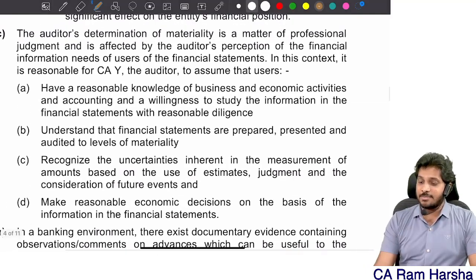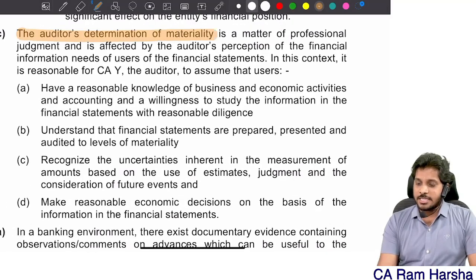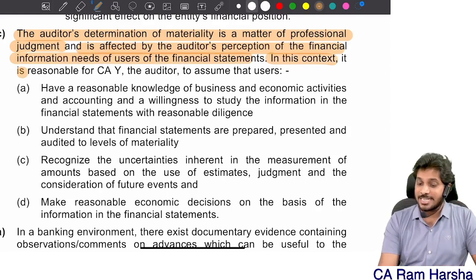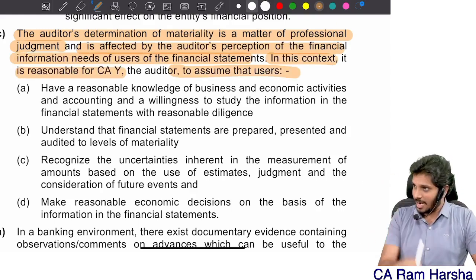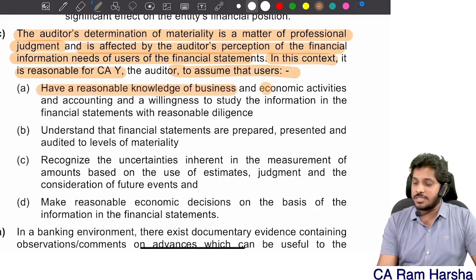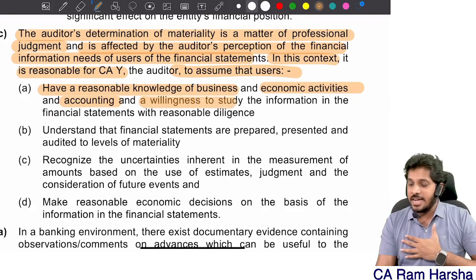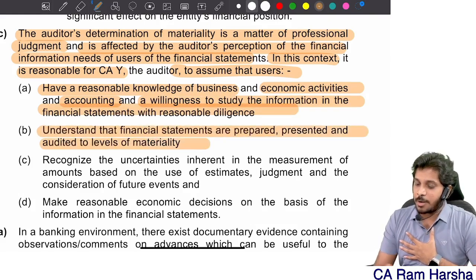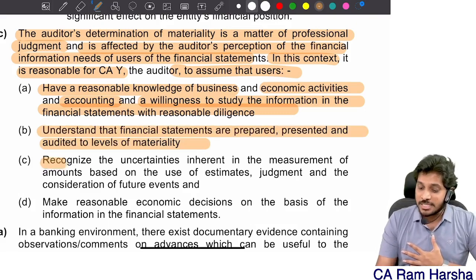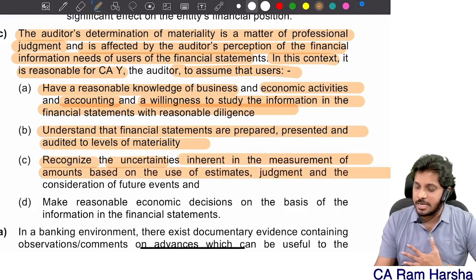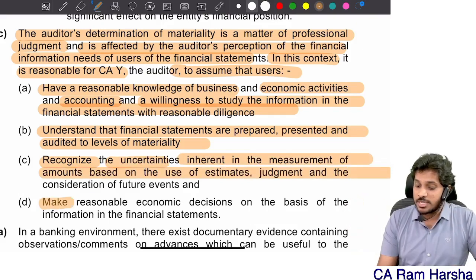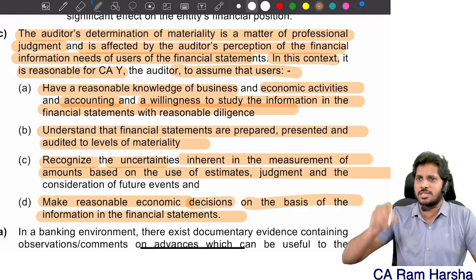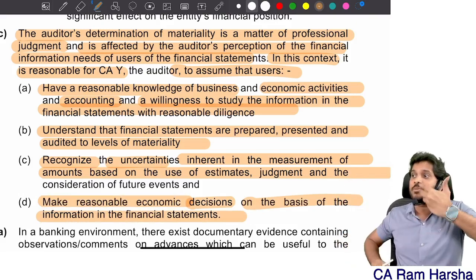I can take the assumption that the auditor's determination of materiality is a matter of judgment and is affected by the perception of the financial information needs of users. In this context, it is reasonable for the auditor to assume that users have a reasonable knowledge of business, economic activities and accounting, and a willingness to study the information in the financials. Users understand that financials are prepared to levels of materiality. Users recognize the uncertainties inherent in the measurement of accounting estimates and judgment. Users make reasonable decisions on the basis of information in the financials. With these assumptions, I should prepare financials.